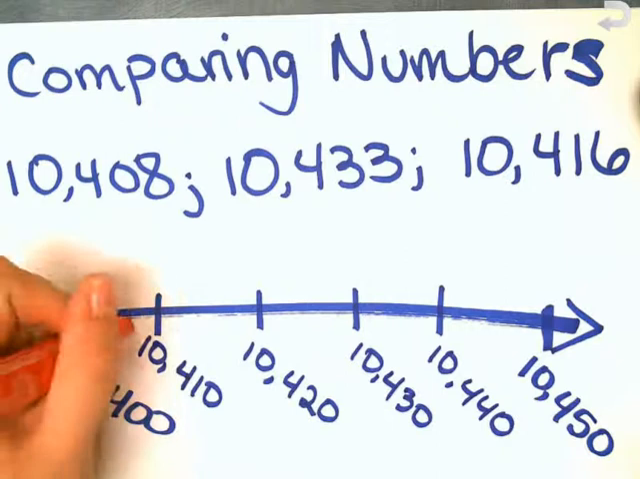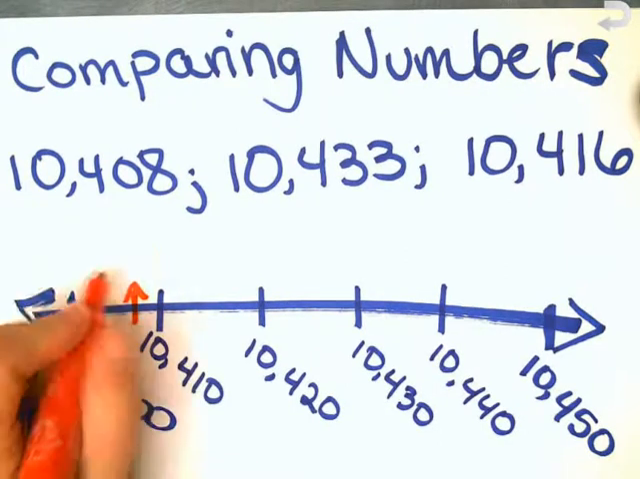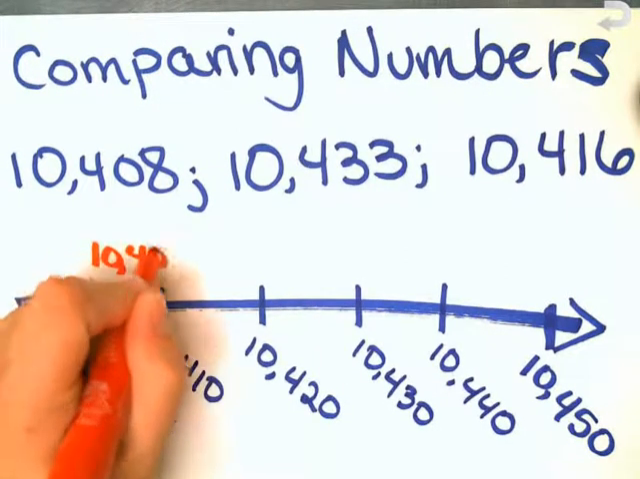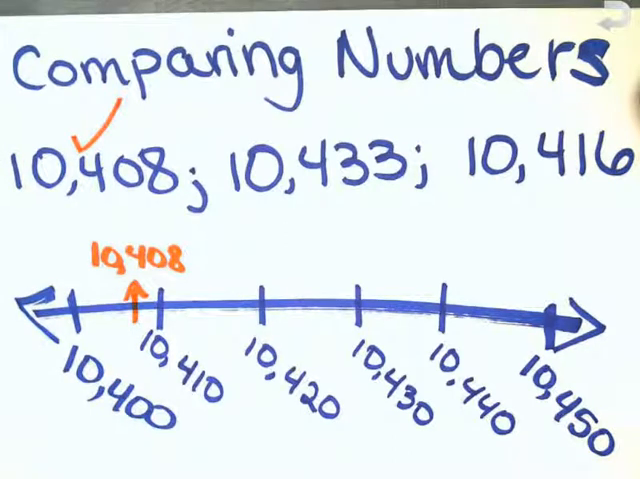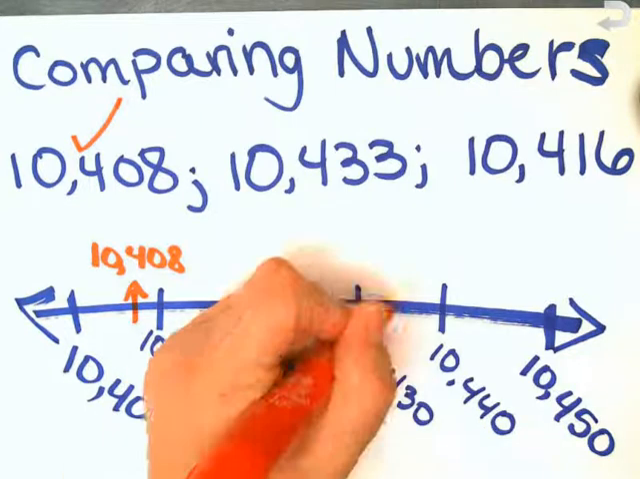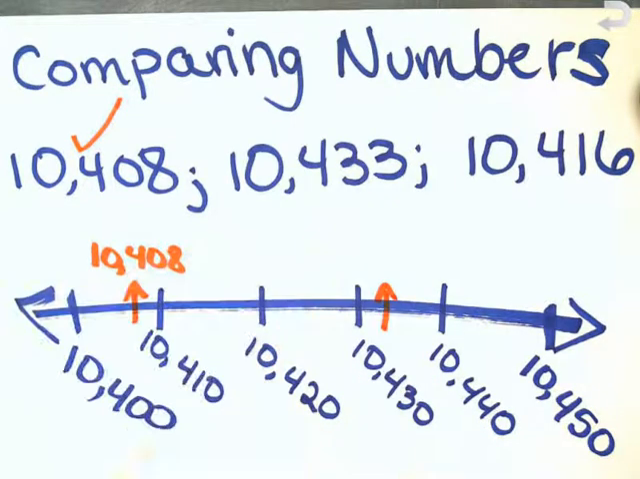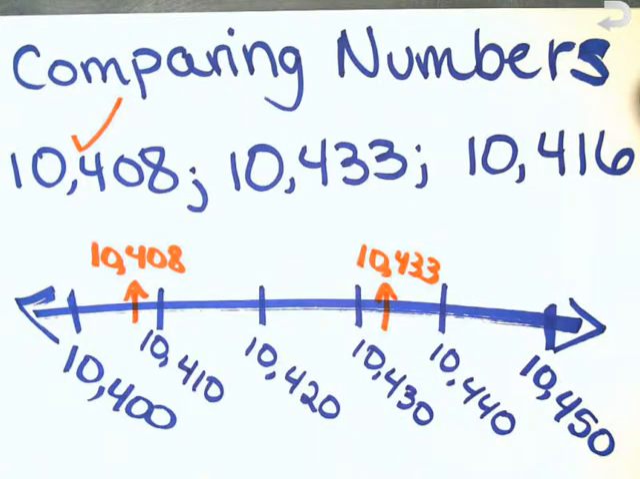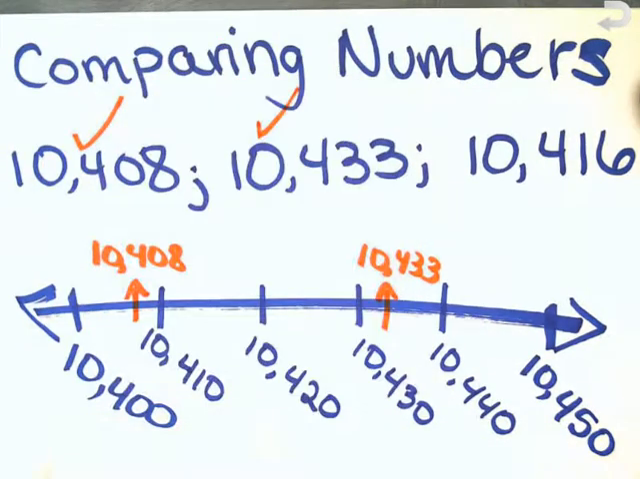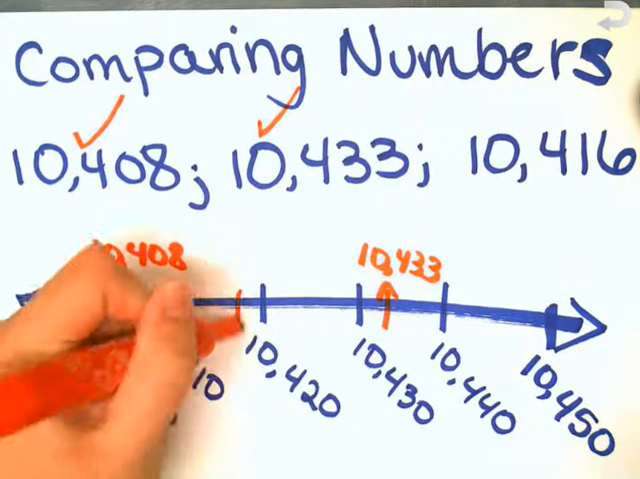10,408 would be about right here. 10,433 would be in between 10,430 and 10,440, closer to the 430 side. And last but not least, I have 10,416. That would go in between 10,410 and 10,420.